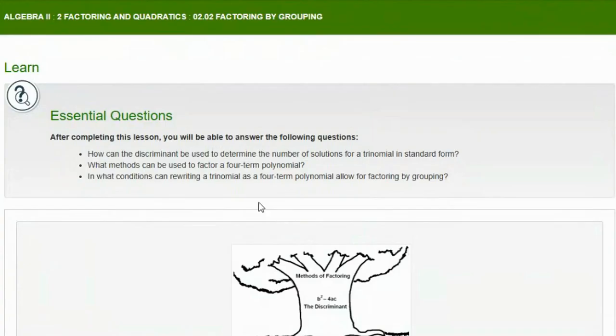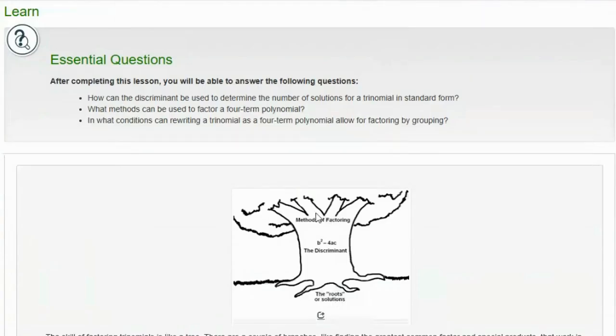You will want some notes on this factoring by grouping unless you're very familiar with it already. But we're going to talk about how the discriminant can be used to determine the number of solutions for a trinomial in standard form. We're also going to look at what methods can be used to factor a 4-term polynomial. Probably don't see a 4-term polynomial very often, but we're going to today. And in what conditions can rewriting a trinomial as a 4-term polynomial allow for factoring by grouping?